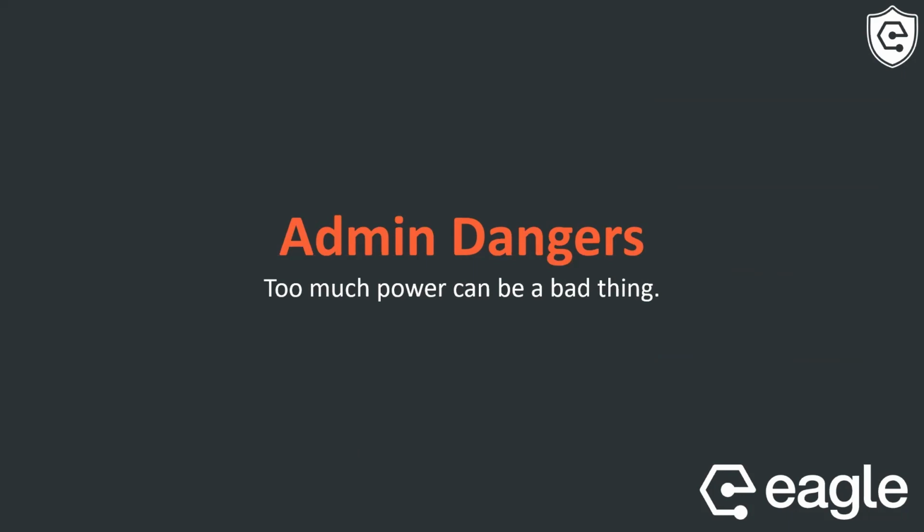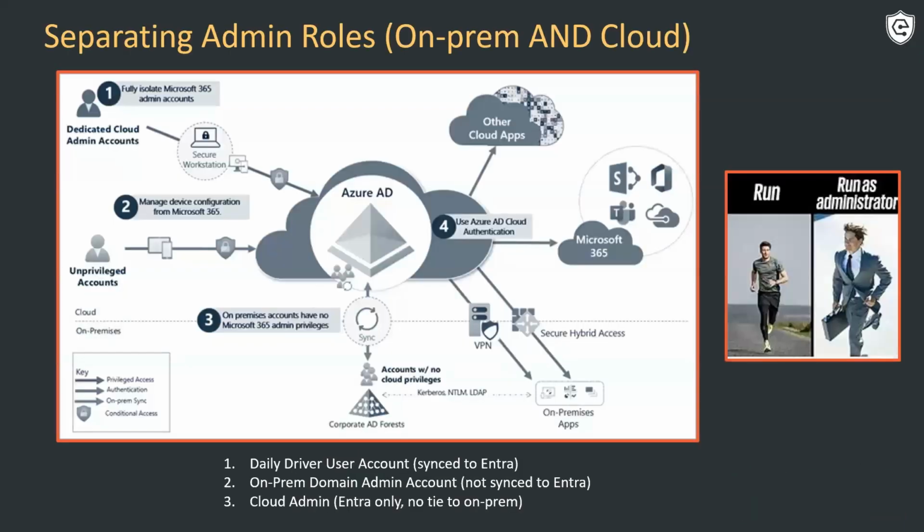I get it. So once again, we've talked about how we can get attacked, how we can defend. So let's also focus on limiting damage. This is kind of rudimentary, but I think it's important to discuss. It's the notion that an admin that has an on-prem environment, that has a cloud tenant or two or three, really needs three accounts. So he needs that daily driver unprivileged user account that is synced to Entra. He needs an on-prem domain admin that is not synced to Entra. And then he needs that cloud admin that's Entra only. It has no tie to on-prem. And of course, this is all about blast radius.